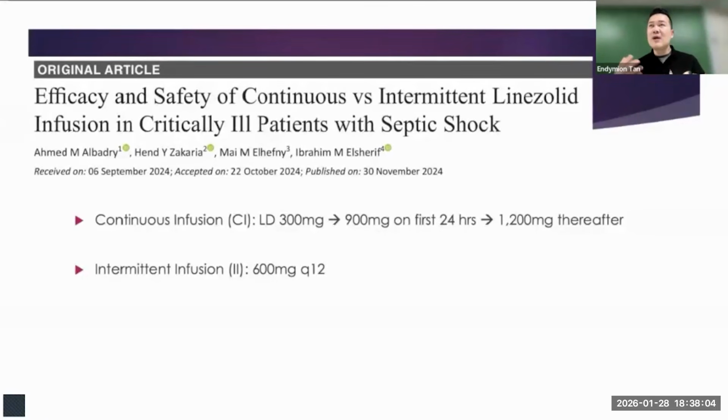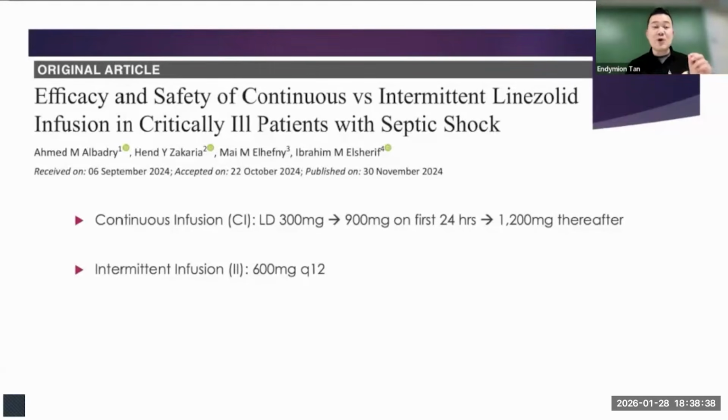So I tried to look into some studies, and I found a journal here. And this journal, I think, was studied in India. It was conducted there. So it states here the efficacy and safety of continuous versus intermittent linezolid infusion in critically ill patients with septic shock. So, of course, they chose the patients with septic shock with microbiologic proof that they have MRSA infections. So one arm, so 70 patients would belong to the group A, 70 the group B.